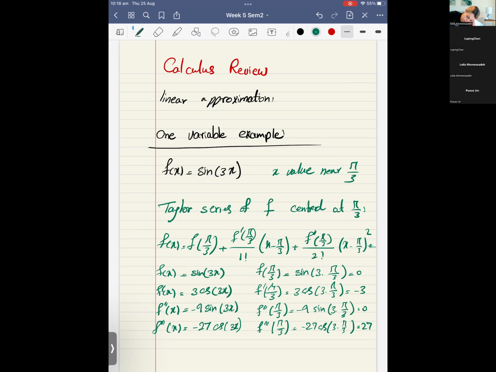And I can write here sine 3x would be equal to 0 minus 3 times x minus pi over 3, again plus 0, plus 27 over 3 factorial times x minus pi over 3 to the power 3, and so on.